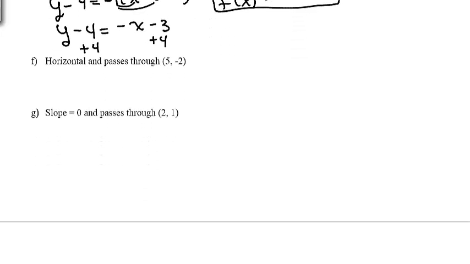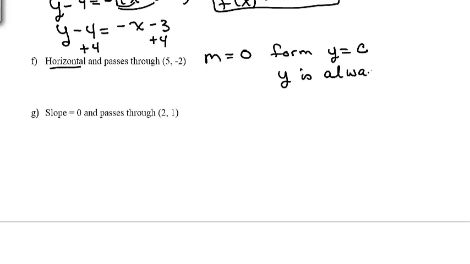The last two examples are examples of some special lines. So the first one is a horizontal line, and remember, a horizontal line has a slope that's 0, and the form is y equals c. It's a constant, and so y is always the same, no matter what x is.